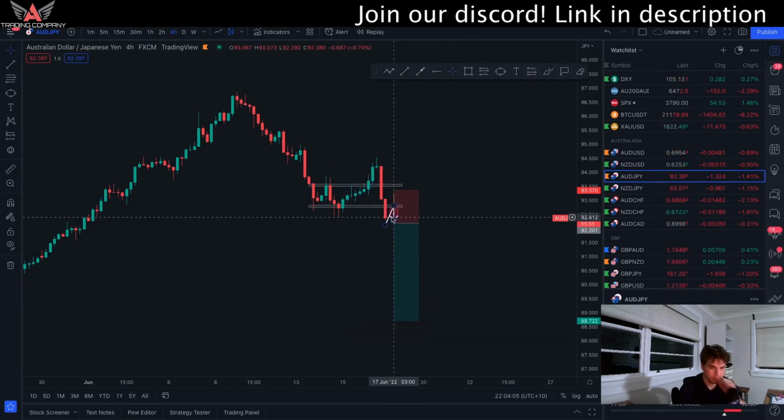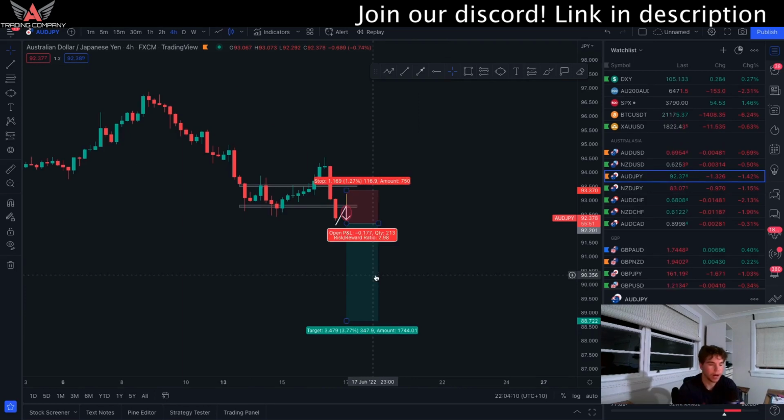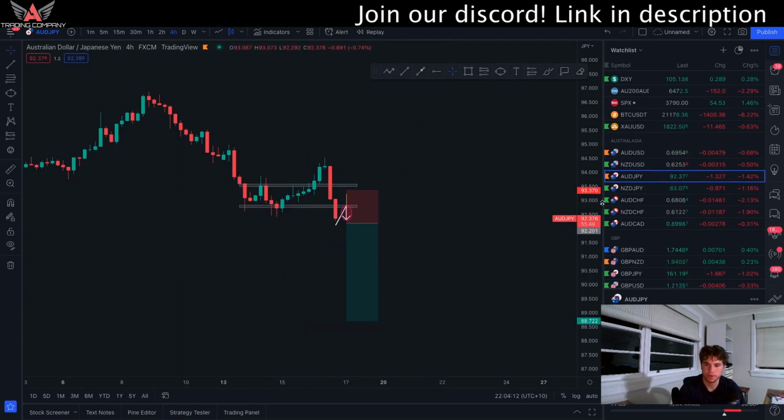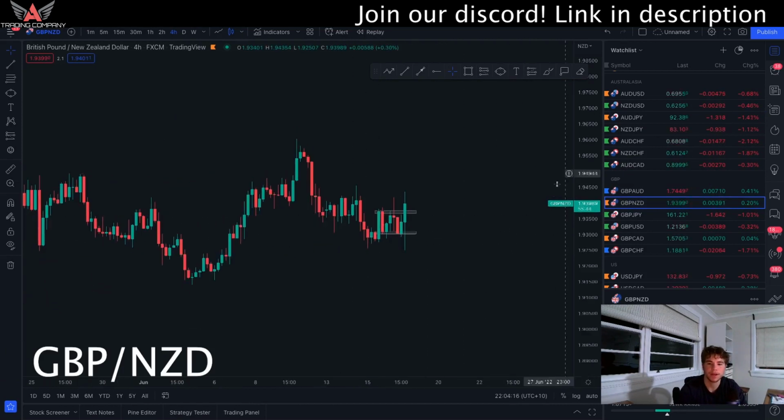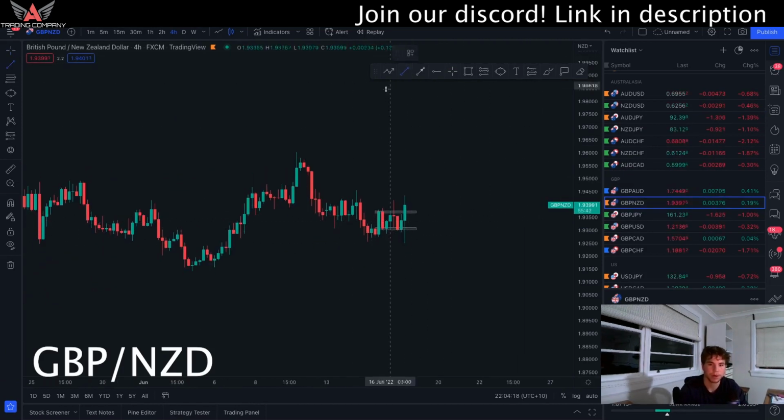Lower low, lower low, lower high, continuation. Okay, or higher high, higher low, continuation. Okay, let's continue with GBP NZD. We can see a very nice potential reversal setup here as well.